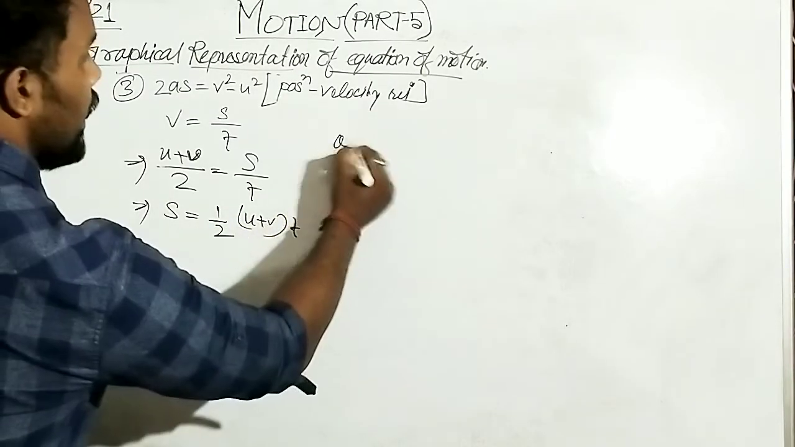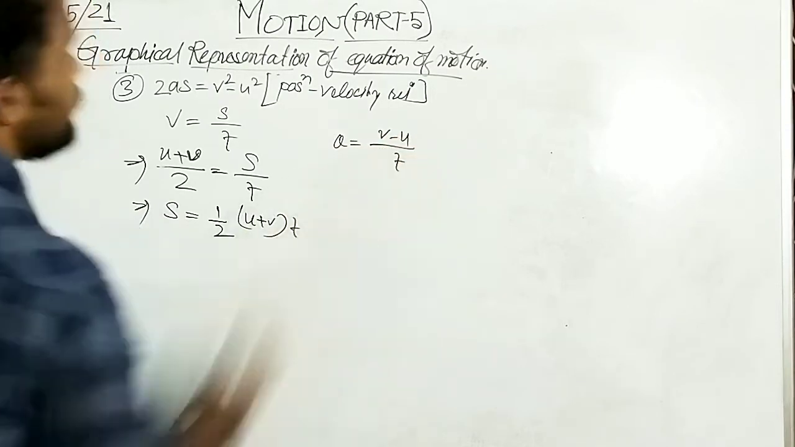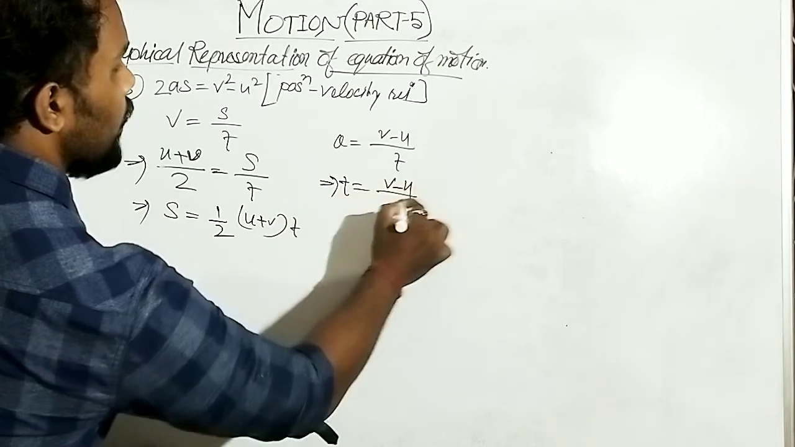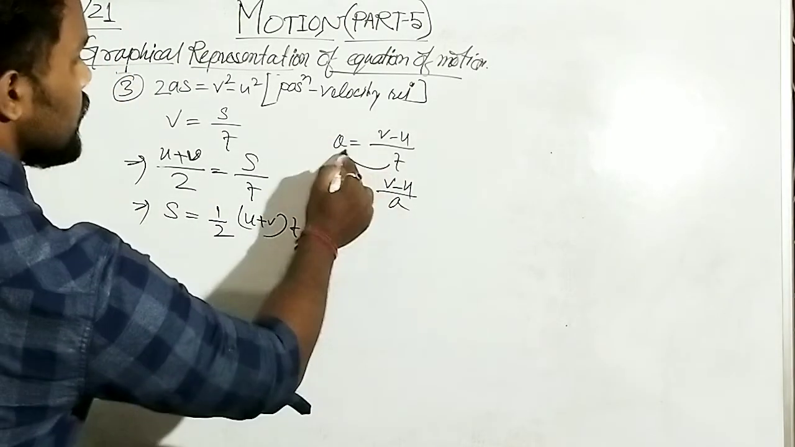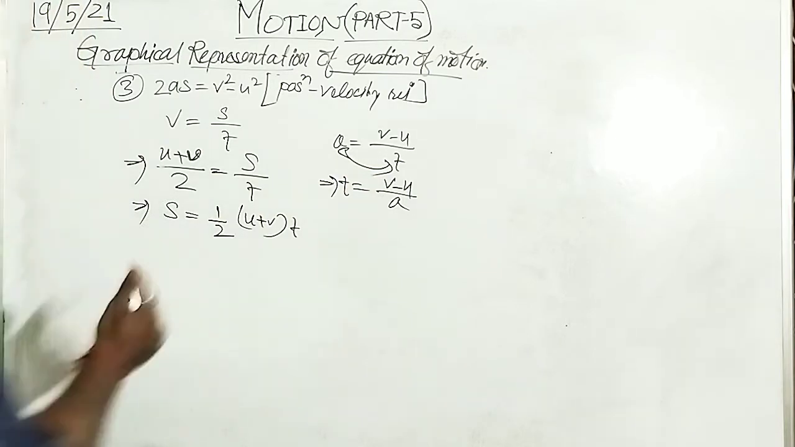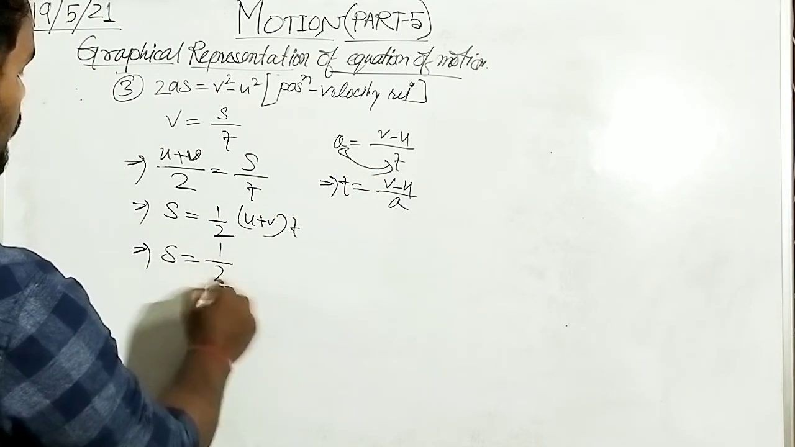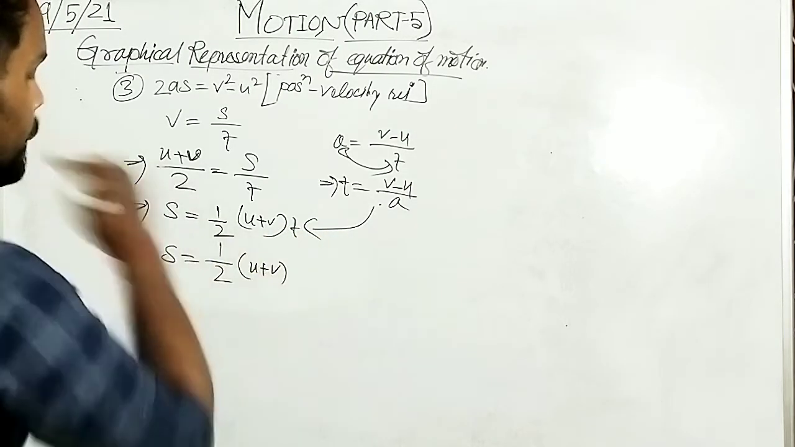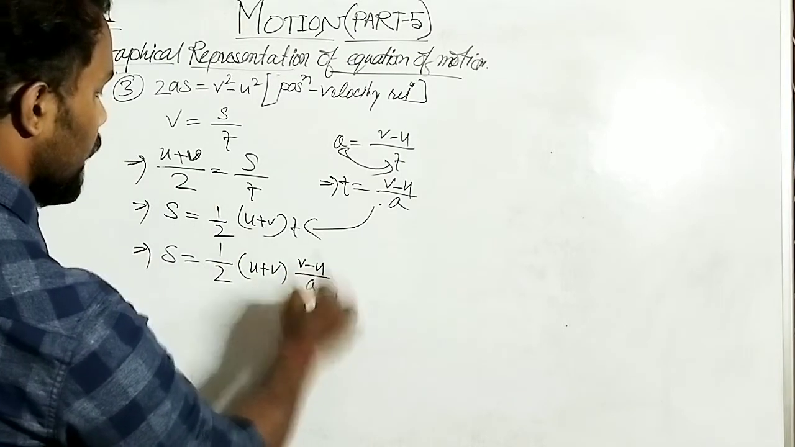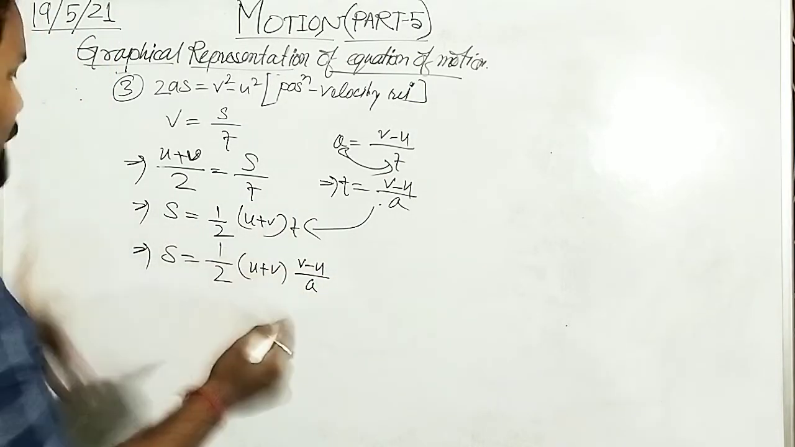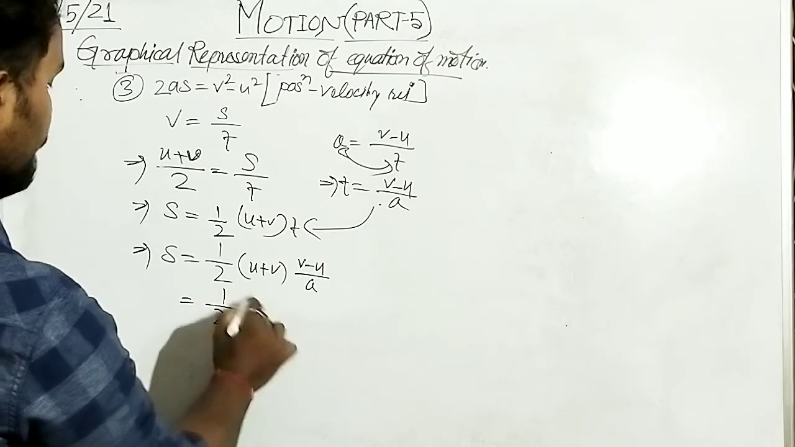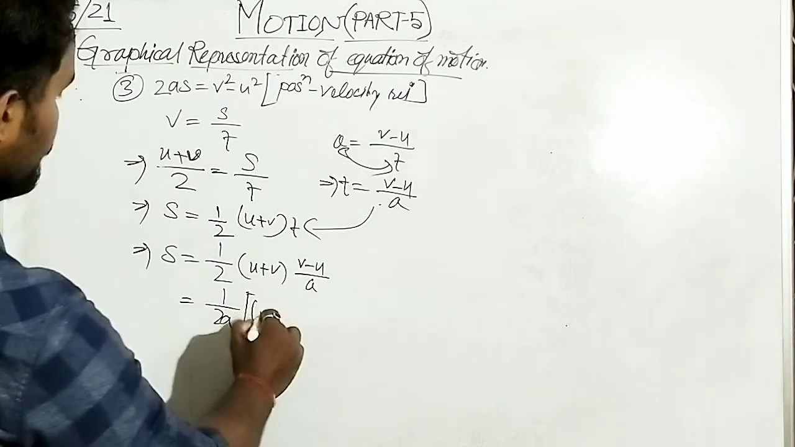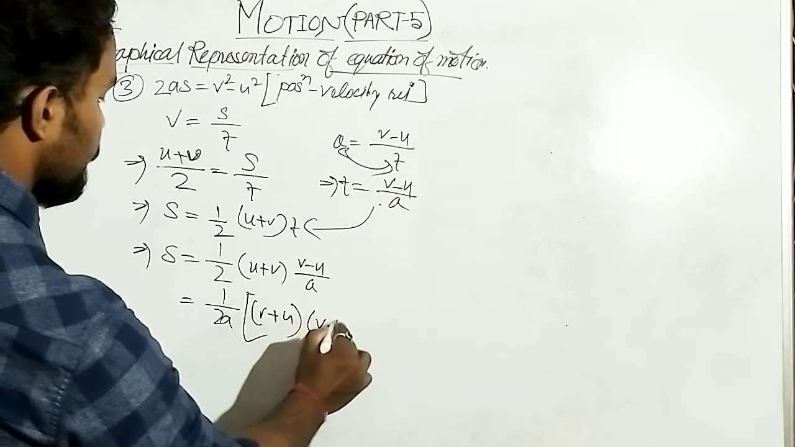We have got that a equal to v minus u by t. Okay, from here, t will be what? v minus u by a. Simple. Just change the positions. Now we will put this value here in place of t. That means we'll substitute the value of t as v minus u by a. If we arrange it, what is going to be there? 1 by twice a. We can write u plus v as v plus u, and it is v minus u.